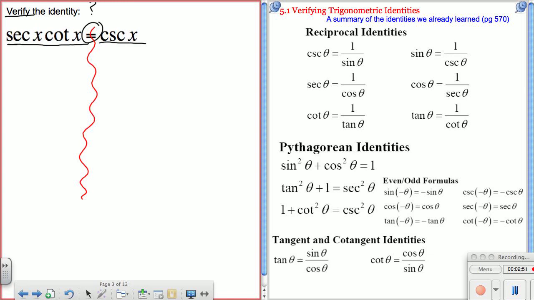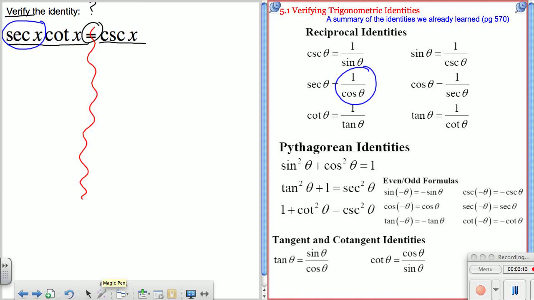Now, when I look through there, I have secant x and cotangent x, and I'm trying to turn it into just cosecant of x. That's my goal. I'm going to go ahead and look to see if there's anything I can change. Right now, I know that secant of x is the same thing as 1 over cosine. Secant of x is the same thing as 1 over cosine. So I'm going to replace secant of x with 1 over cosine of x.